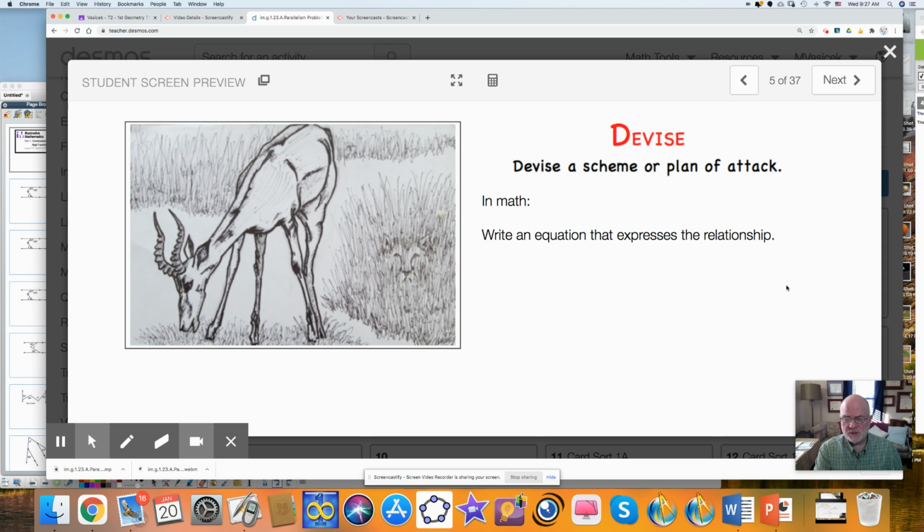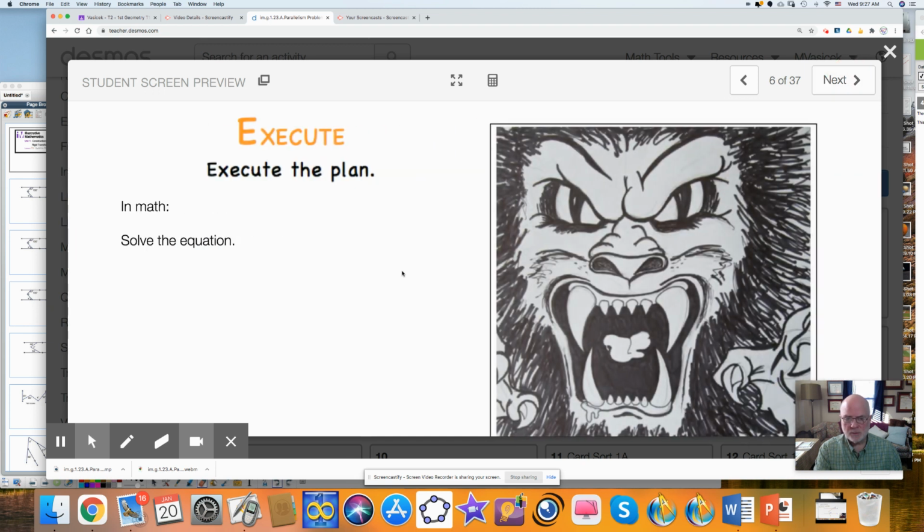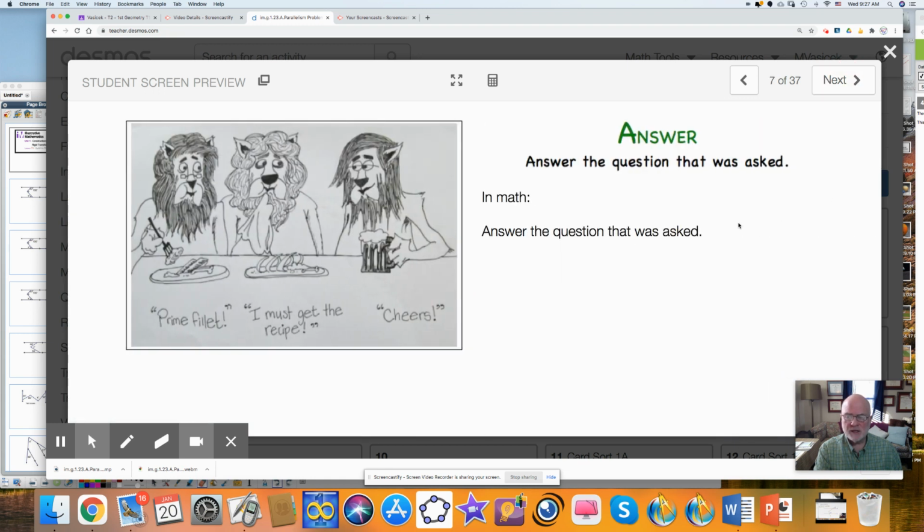The second step is to devise a plan, a plan of attack if you want. In mathematics, this means coming up with an equation that expresses the relationship that you found in the first part. Third thing is to execute the plan, or solve for x, solve the equation for whatever is missing. And then the last thing is to answer the question that was asked.